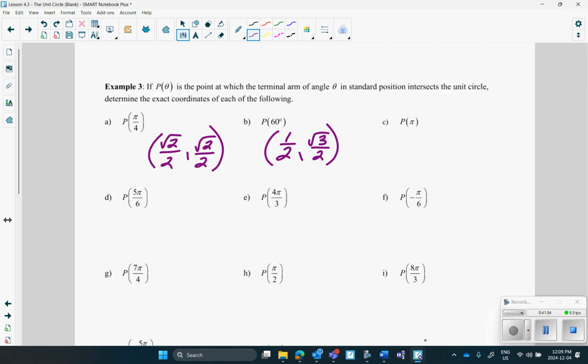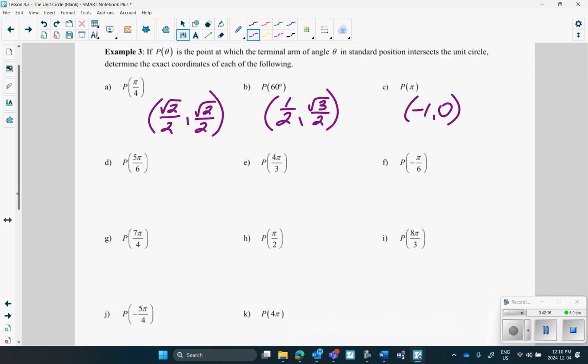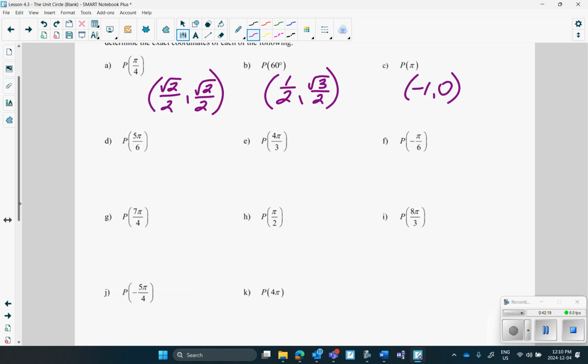This is what I do when I do these things: I visualize where the angle is on the unit circle. So here's where I always start. So pi is here: negative 1, 0. Five pi over 6. Well, 180 is 6 pi over 6, but it's a little less. So it's going to be the long value, or the bigger value, on the short value: negative root 3 over 2.